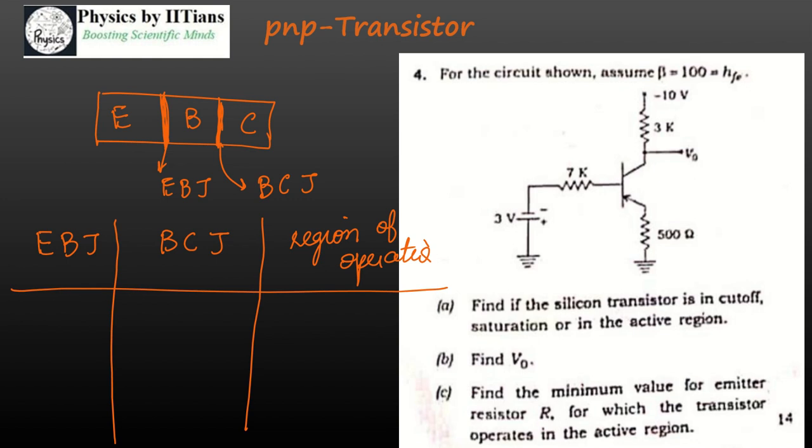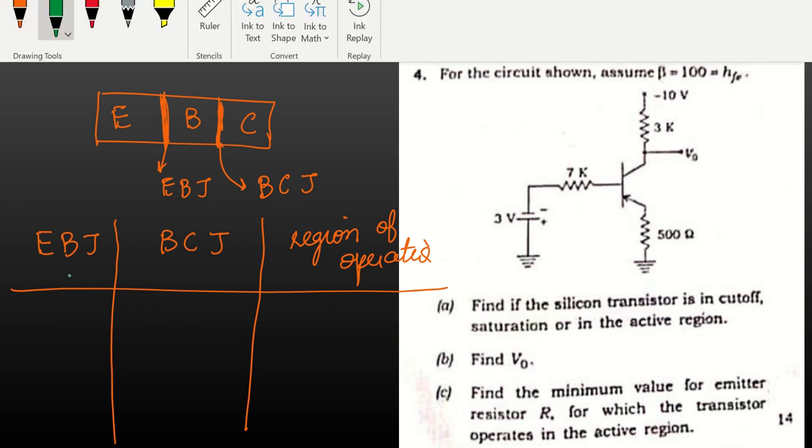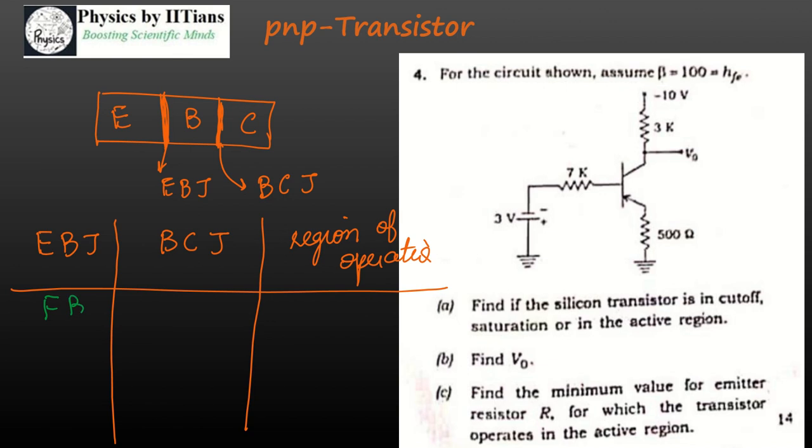Okay. So the first possibility is that the emitter base junction is forward biased. And for this forward bias possibility, the base collector junction can be reverse biased. Also for the forward biased emitter base junction, the base collector junction can also be forward biased. This is the first case. If the emitter base junction is forward biased and the base collector junction is reverse biased, the transistor is known to operate in the active region. Second possibility, when both of the junctions are forward biased, we call that the transistor is working in the saturation region.